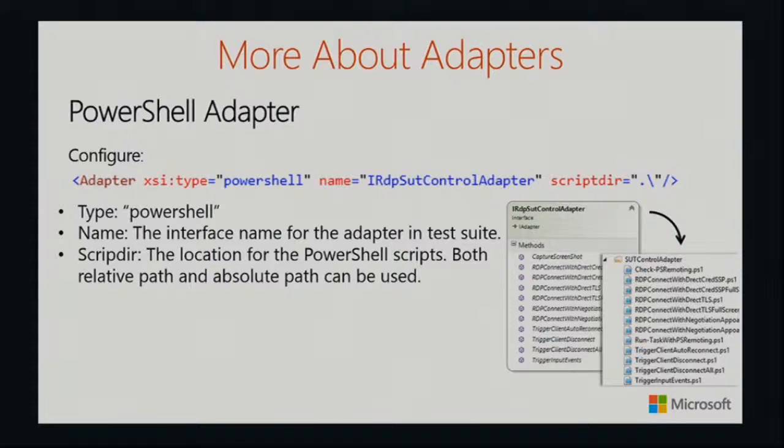In this example, we have the adapter called the IRDP SUT control adapter. So in this adapter, we have several methods. If we look from the end, it has trigger input events and trigger client disconnect. For this method, we have the related PowerShell script called trigger input events and trigger client disconnect. Also, the name must match. The benefit of using PowerShell is you can just pass the parameters directly, and there is no parsing issue when the parameter is passed into the code.